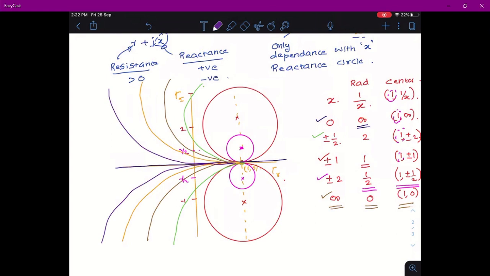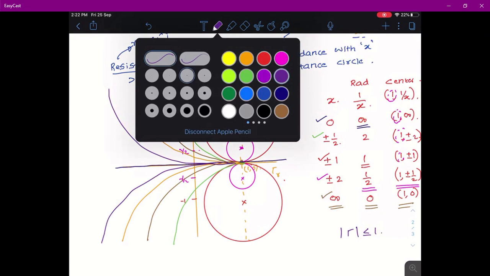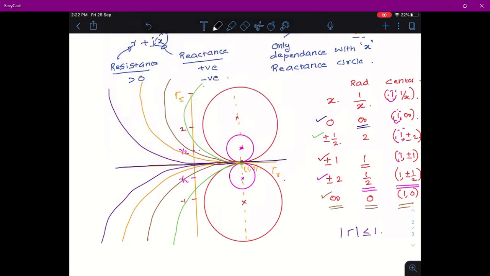Okay. And we also know that the reflection coefficient value cannot be more than 1. So, the modulus value of reflection coefficient is always less than or equal to 1. So, whatever value is outside 1, we don't want to consider. Okay. So, if I draw a circle with center here and radius 1, you see that, so I can draw it something like this.